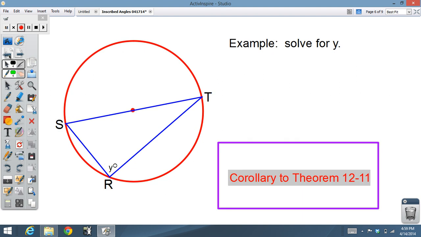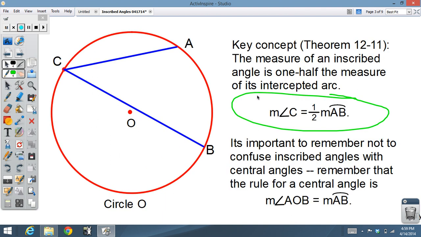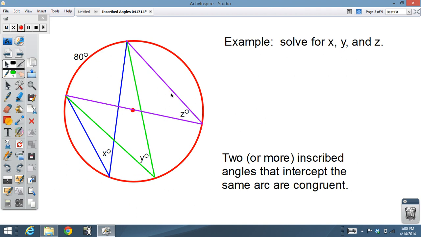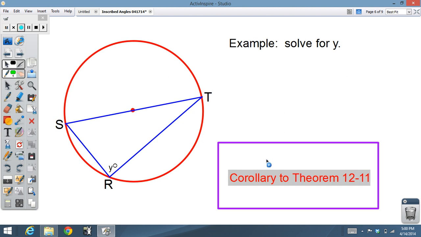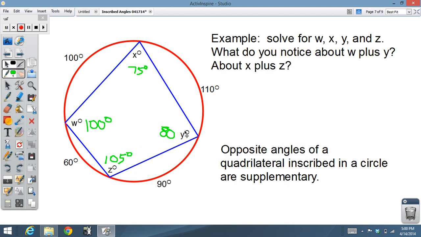Okay, just to review really quick, right? We got 12.11 telling us that an inscribed angle measures 1/2 of its intercepted arc. The corollaries that go with it are that any two or more angles that intercept the same arc must be congruent, that any inscribed angle that intercepts a diameter must be right, and opposite angles, if we got a quadrilateral inscribed in a circle, opposite angles in that quadrilateral have to be supplementary, have to add up to 180.